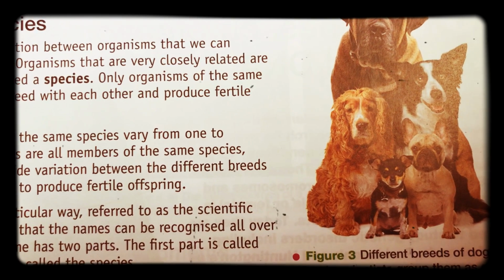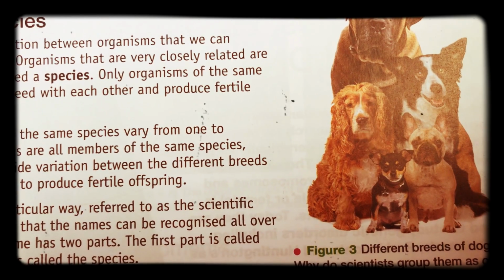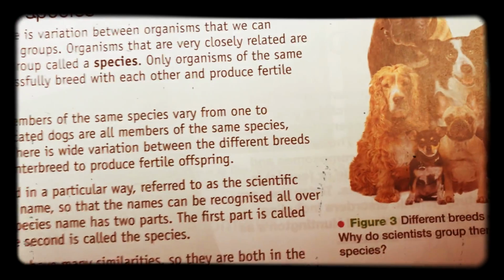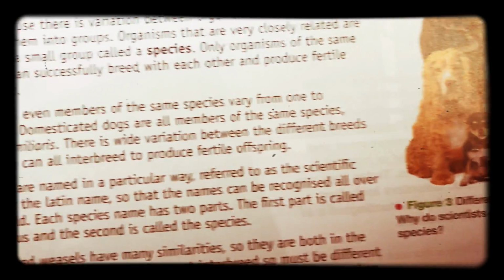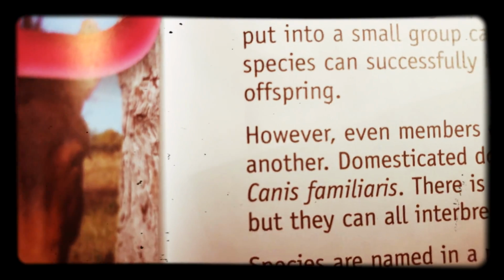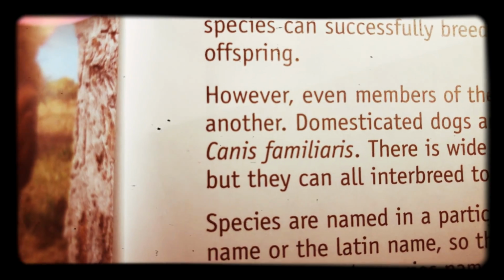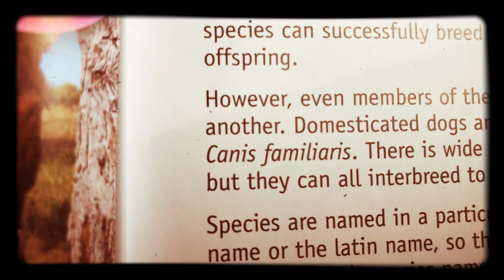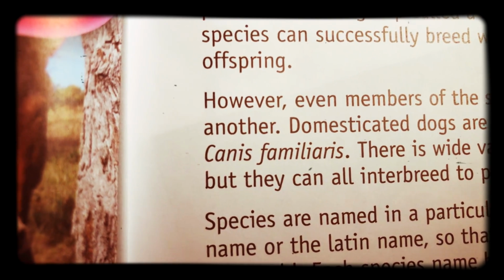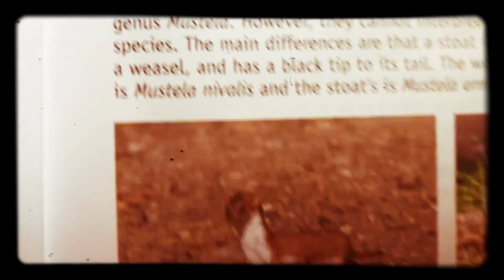Species are named in a particular way, referred to as the scientific name or the Latin name, so we can recognise the names all over the world. The species name has two parts. The first part is called the genus, and the second part is called the species. So here, the genus is Canis, and the second part, familiaris, is the species.